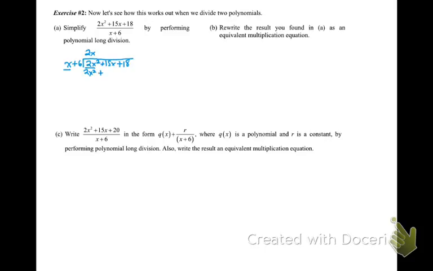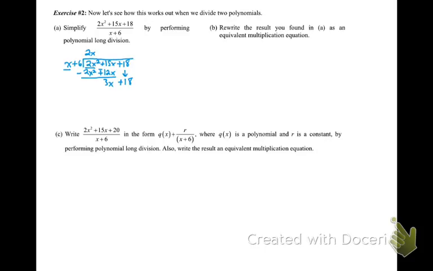2x times 6 gives us 12x. And I'm always going to line them up with like terms. Then I'm going to subtract them, so what we'll essentially be doing is changing the signs. Subtracting makes this a minus, makes this a minus. So those cancel, leaving us with 15x minus 12x, which is 3x. Then we bring down the next term, plus 18.